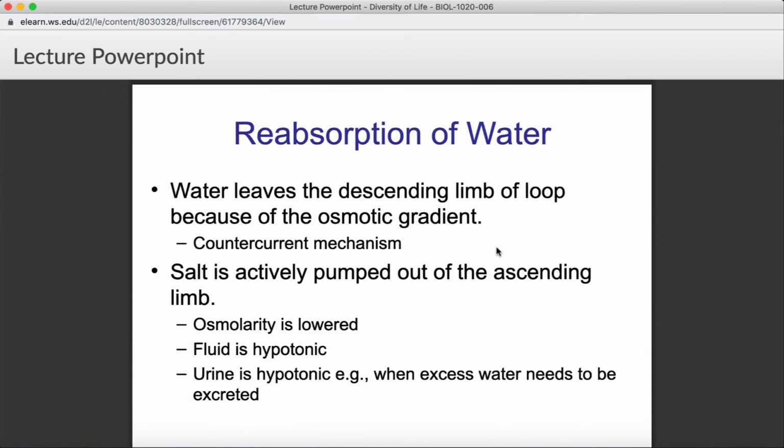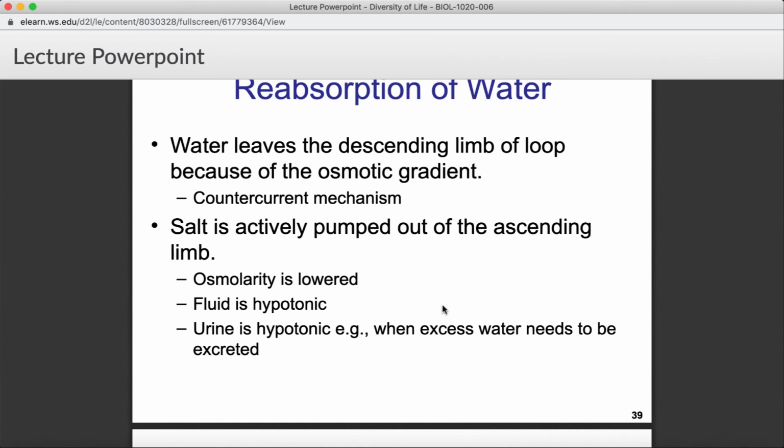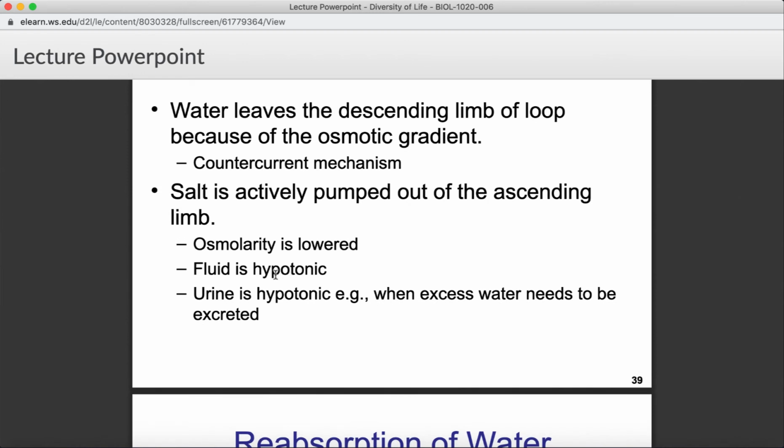Water leaves the descending limb of the loop because of osmotic gradient, the countercurrent mechanism. Salt is actively pumped out of the ascending limb, which regulates the osmolarity. The fluid is hypotonic and urine is hypertonic, meaning that the excess water would then need to be secreted.